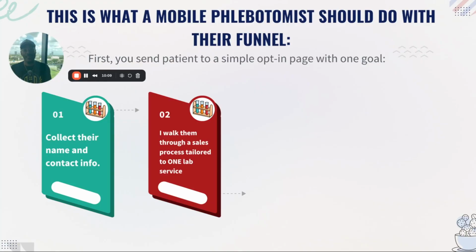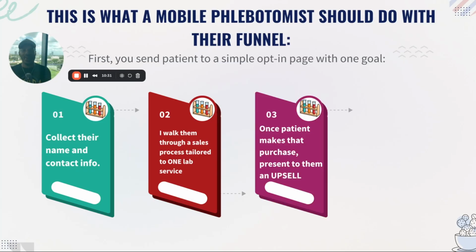Okay, so once we do that, we're going to walk them through a sales process tailored to just one lab service. Don't confuse them with all these lab tests, please. Don't bring up DNA, DOT, pregnancy tests, rapid tests, it's just going to confuse your audience and they will not buy. What we said before, a confused patient will always say no. So we walk them through the sales process and tailor that one lab service to that patient. And then once that patient makes that purchase, we're going to present an upsell.